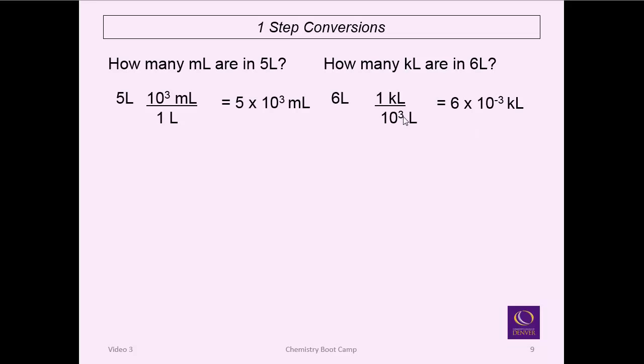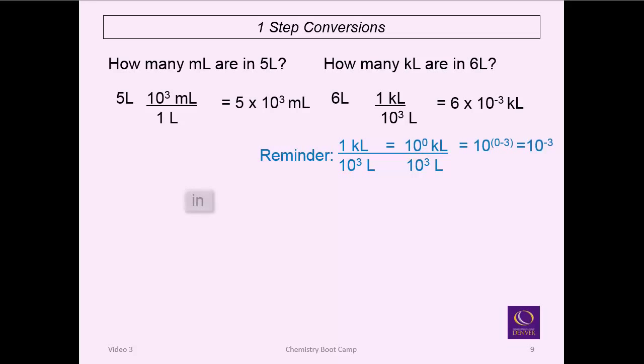I just want to remind you of why that showed up, 10 to the minus 3. If you're looking at this fraction, 1 kiloliter, 10 to the third, remember that anything raised to the power of 0 is 1. And if I have an exponent, 10 to the 0 over 10 to the third, what we learned in one of the first videos is a shortcut for doing exponent math: drop one order of operations. These are divided, so you subtract, so it's 10 to the minus third.